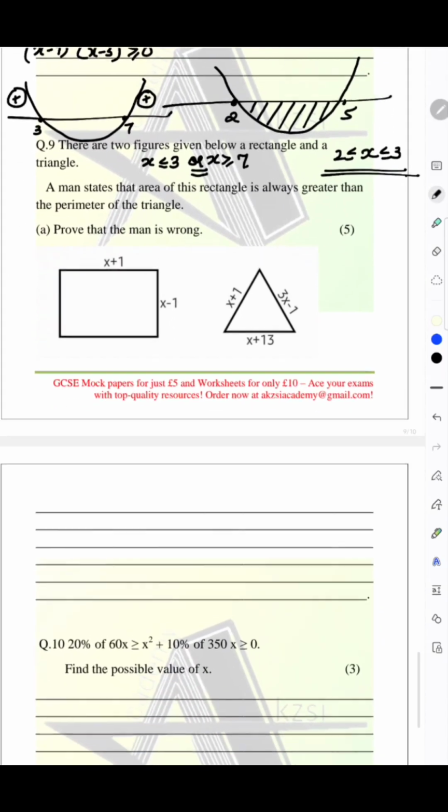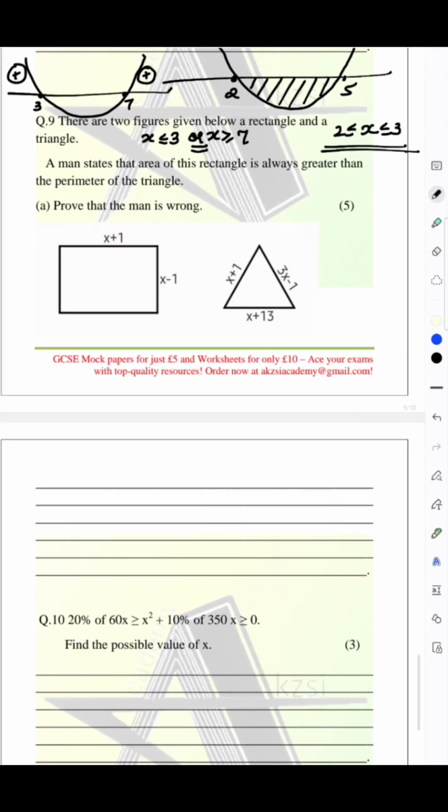Now there are two figures given below, a rectangle and a triangle. The man states the area of this rectangle is always greater than the perimeter of the triangle. Prove that the man is wrong. So the area of this rectangle is length times width, which is (x plus 1)(x minus 1), greater than the perimeter, adding all the sides. So (3x minus 1) plus (x plus 1) plus (x plus 13).